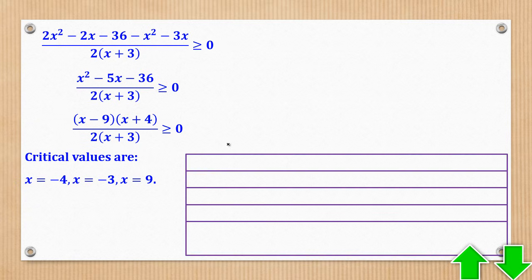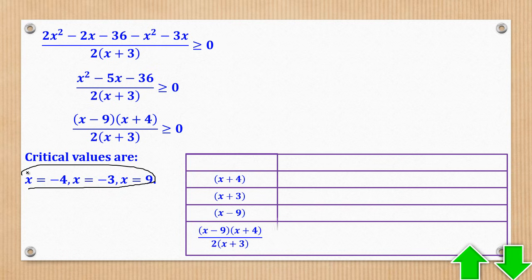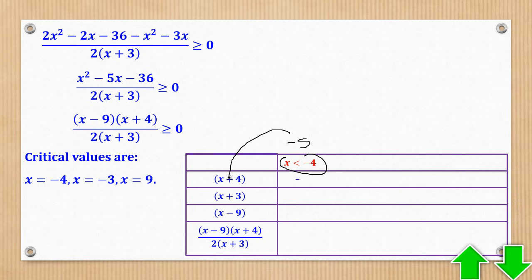So the table of signs, you begin here. You should know that we have written them in ascending order. So values before negative 4 are given by this inequality. So you can choose negative 5. Put negative 5 here, you get a negative. Put negative 5 here, you get a negative. Put negative 5 here, you get a negative. So in the end of it all, you come up with a negative.